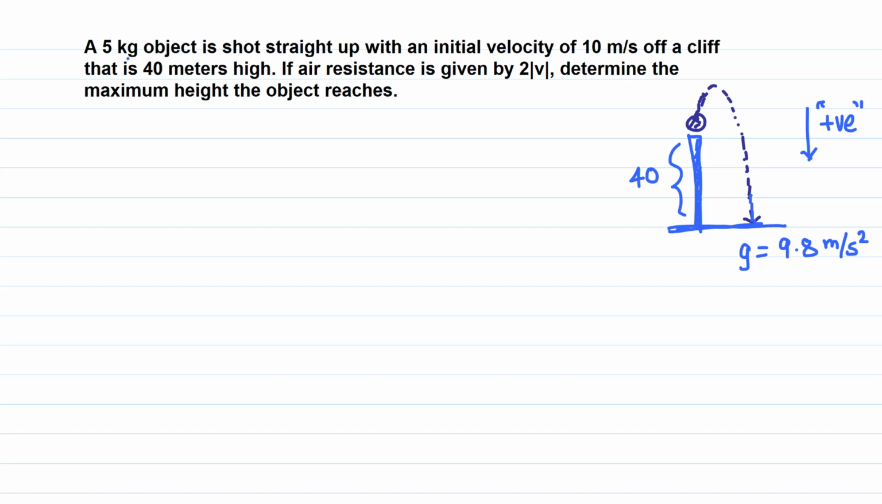A 5 kilogram object is shot straight up with an initial velocity of 10 meters per second off a cliff that is 40 meters high. If the air resistance is given by 2 absolute V, determine the maximum height of the object. The maximum height the object reaches, okay? So that's the max height here, pretty much.